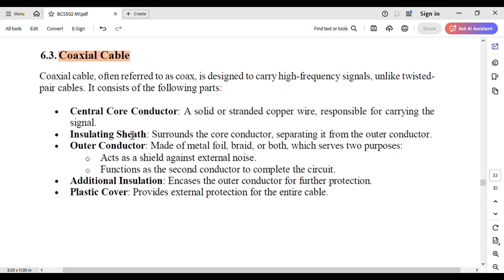With respect to UTP or STP, there are drawbacks present. So to overcome that, the coaxial cable has been invented.